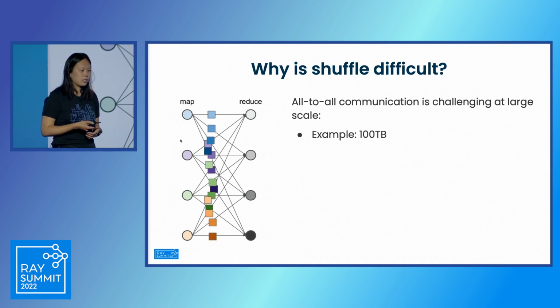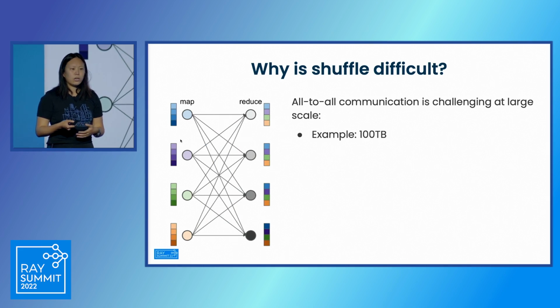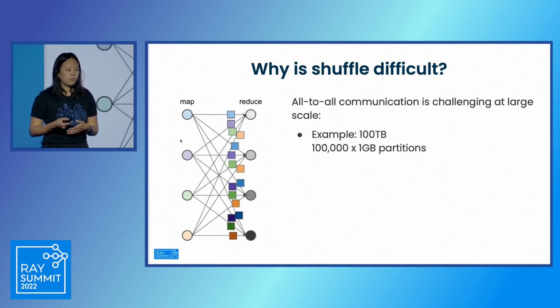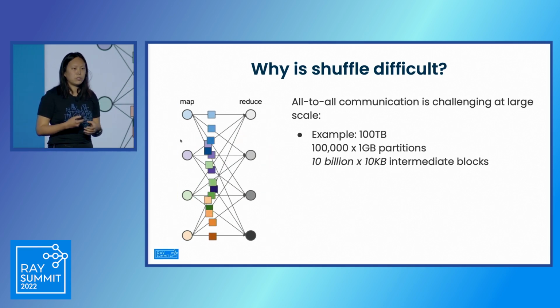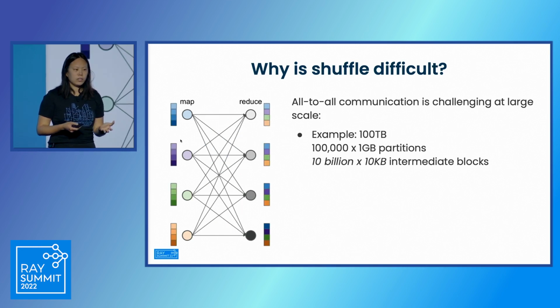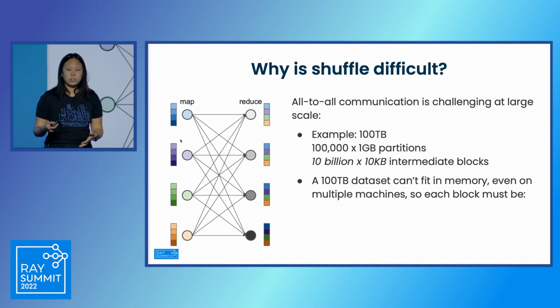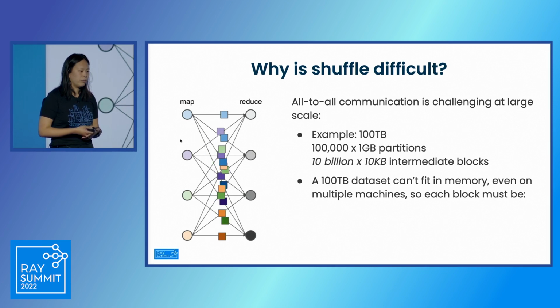Just as an example, if we think about a 100 terabyte data set, and let's say we split this into 1 gigabyte partitions, if we do this shuffle naively, we're going to end up with 10 billion intermediate blocks, and each of these is going to be 10 kilobytes. Now, that's actually not too bad if all of this can fit into memory. But even on a large cluster, you won't be able to fit a 100 terabyte data set into memory at once.